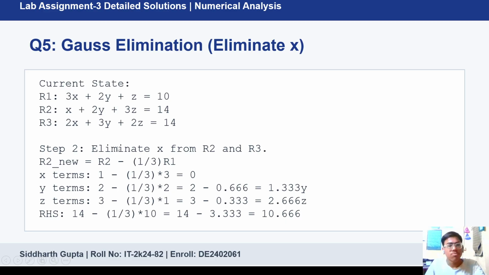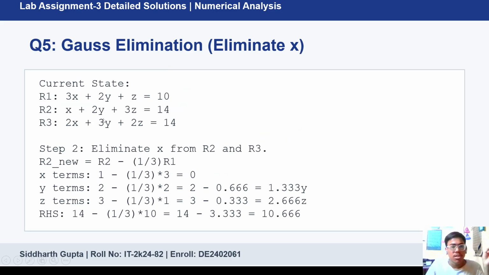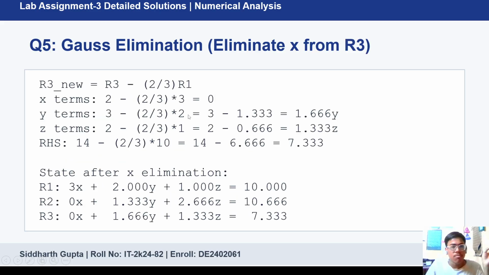In R2, we will put R2 minus 1 by 3 R1. What is this 1 by 3? That is the coefficient of this upon the coefficient of this in R1. After doing this, first we apply it in R2 and then in R3. In R3 we will do R3 minus 2 by 3 R1. When we do this, all three equations are changed, and you can see the x part is eliminated.